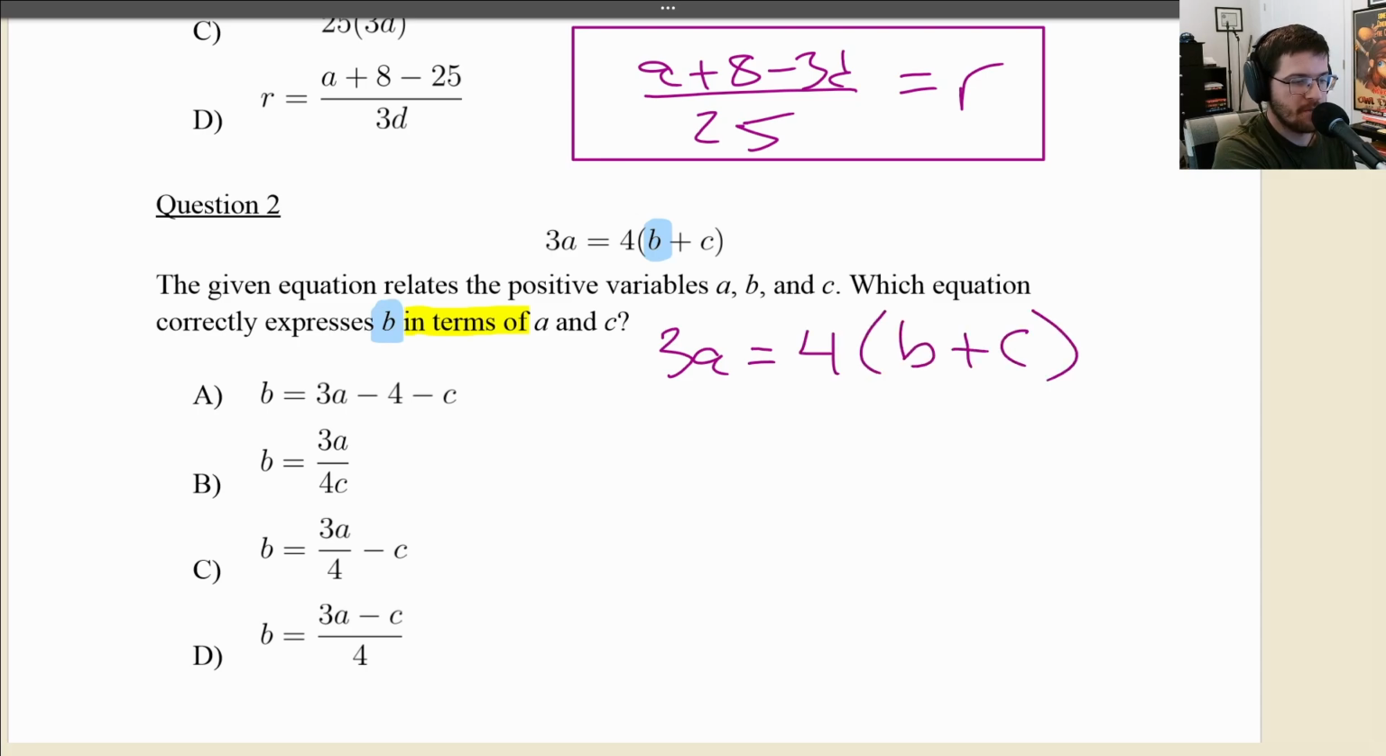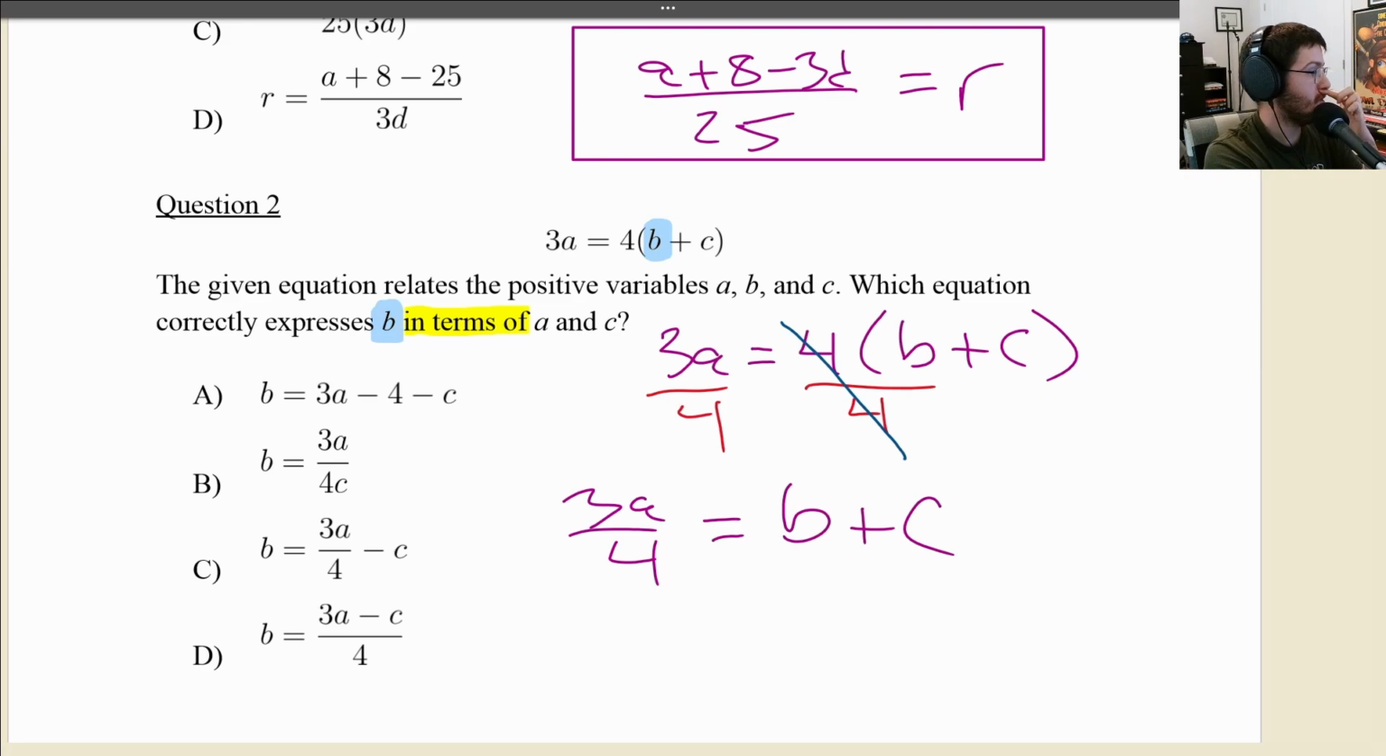the parentheses is a group, so I'm gonna take care of that last. Let's move this 4 first. He's being multiplied, and the opposite of multiplication is division. So I get 3a over 4. This guy goes away. Equals b plus c.